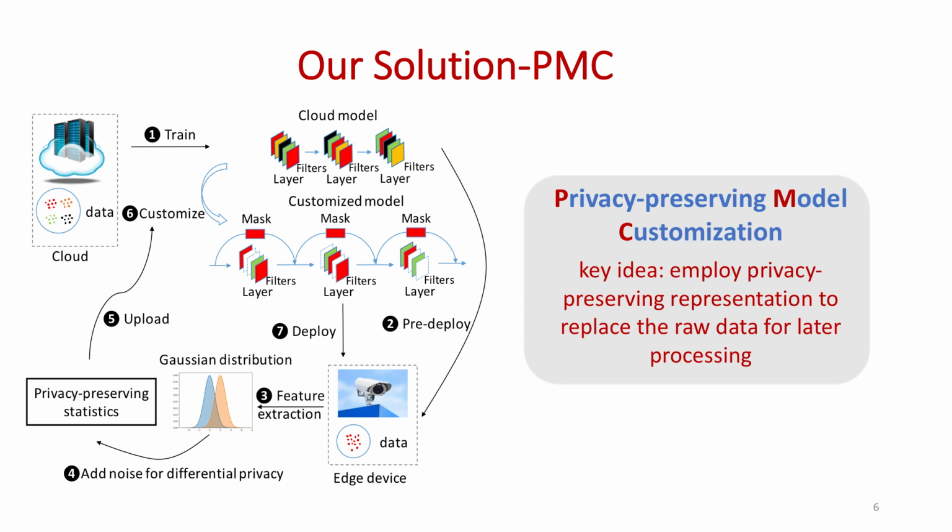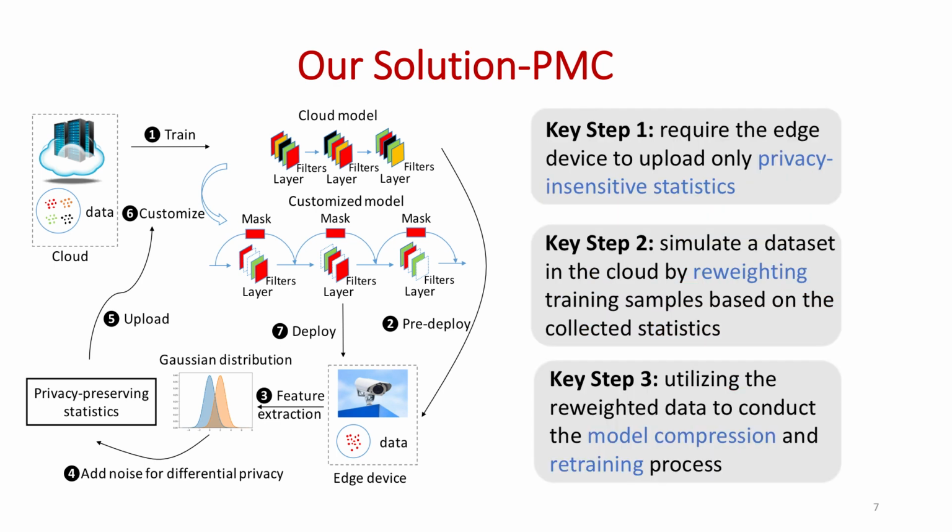In this work, we propose PMC, a framework to achieve privacy-preserving model customization for edge deployment. The key idea is to employ a privacy-preserving representation to replace the raw data for later processing. Specifically, it includes three key steps. First, we extract the privacy-insensitive statistics. Then we simulate a dataset by data reweighting. Finally, we utilize the reweighted data to conduct model compression and a retraining process.